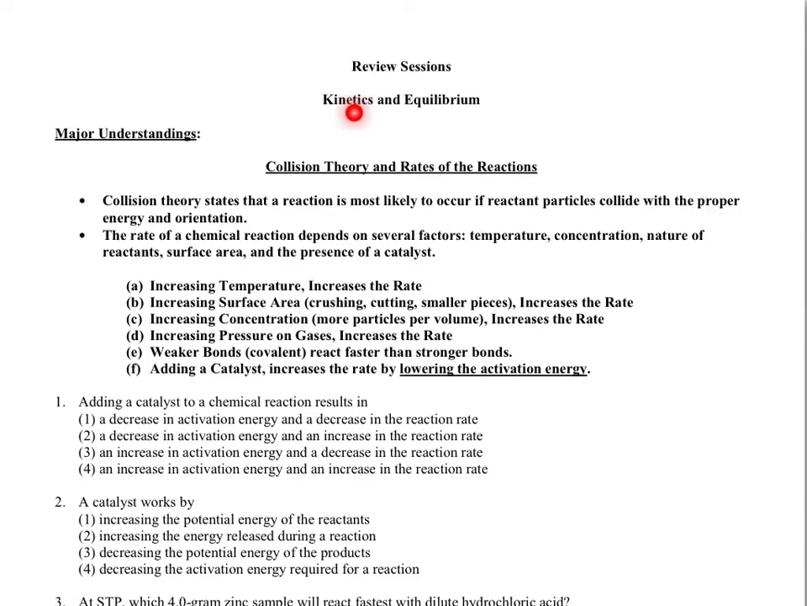Let's get started. The first thing we need to consider is the collision theory. The collision theory says chemical reactions only occur if the reactant particles collide with sufficient energy and proper orientation. First, let's look at what we mean by proper orientation.